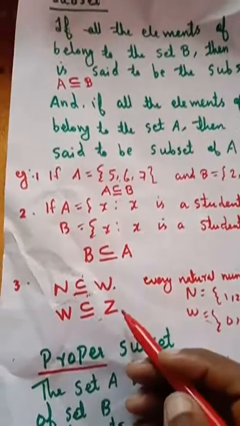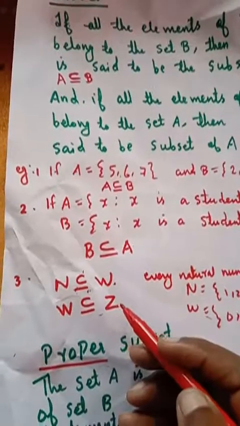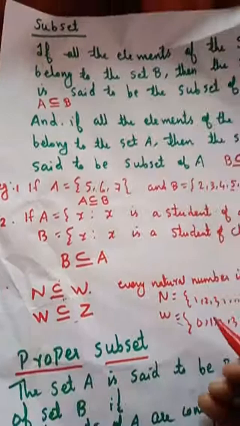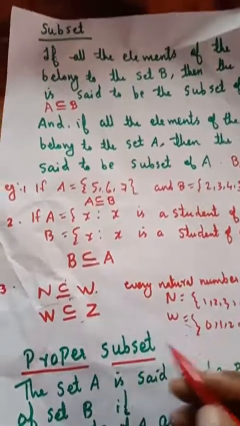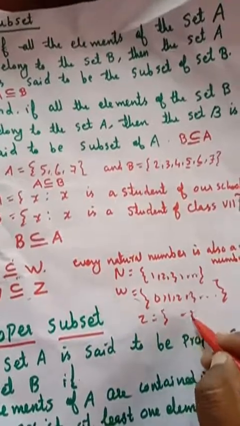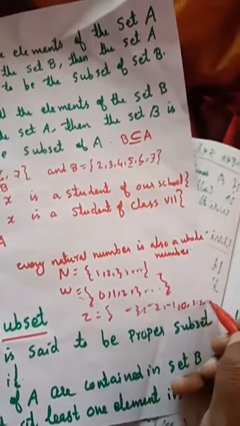W is a subset of Z means the set of whole numbers is a subset of the set of integers. W means 0, 1, 2, 3, etc., and Z means ..., minus 3, minus 2, minus 1, 0, 1, 2, etc.